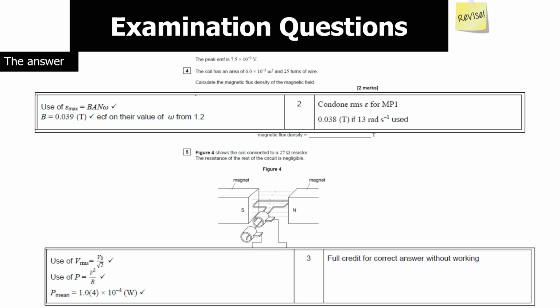Now we have peak EMF or V0. So we can say V RMS is V0 over square root 2. That's again an equation given to you on the equation sheet. And at that point we can sub that into the next equation of P equals V squared over R. We've got R, we've just worked out V, so it's 1.0 times 10 to the minus 4 watts.